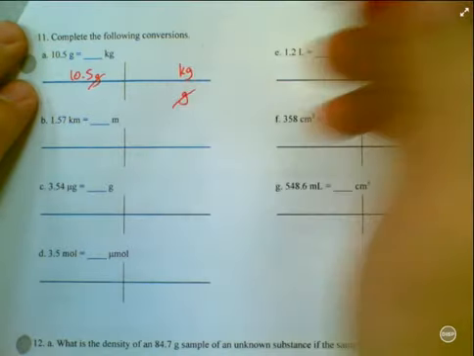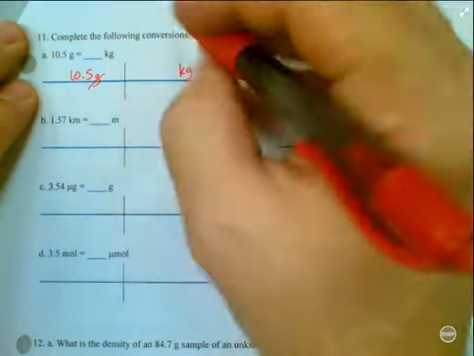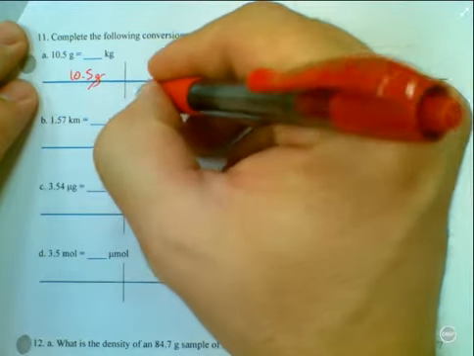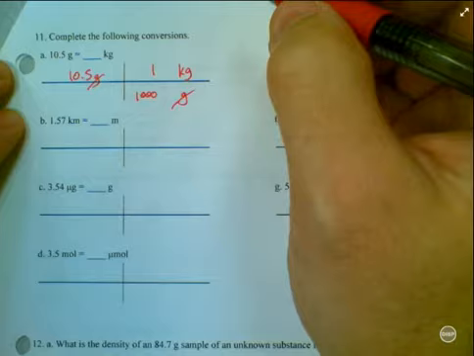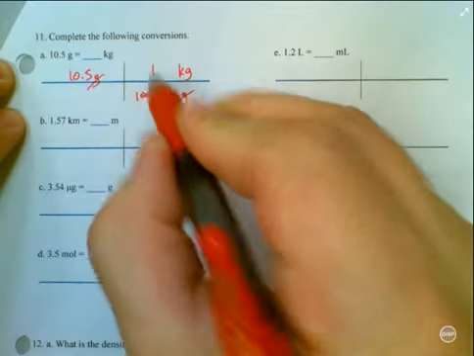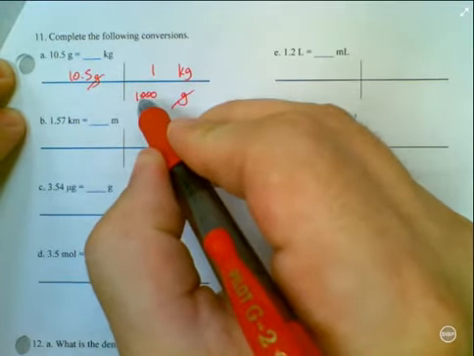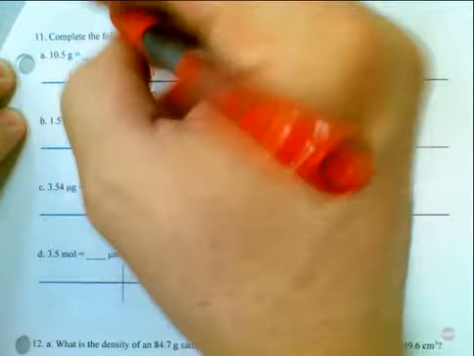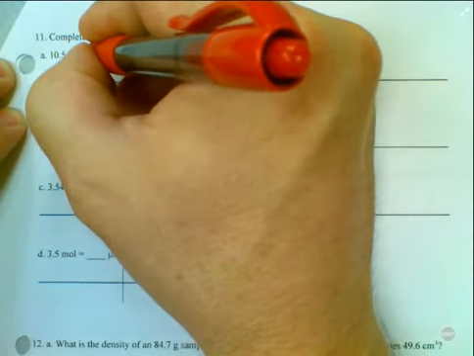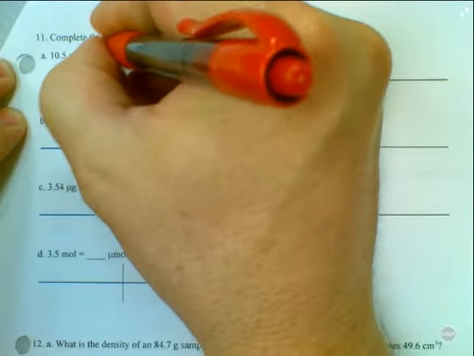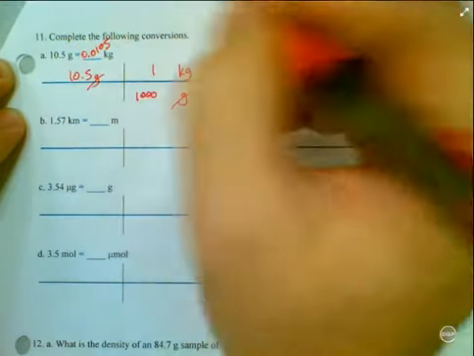What is the statement of equality that relates kilograms and grams? Well, for every 1 kilogram, there's 1,000 grams. Now put that in the calculator as 10.5 multiplied by 1 and then divided by 1,000. You're going to get 0.0105 kilograms.